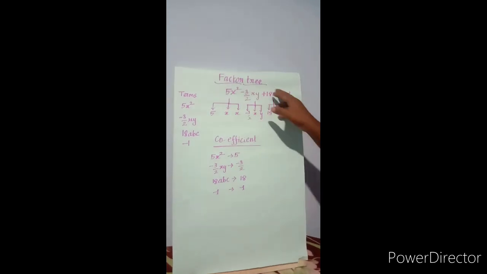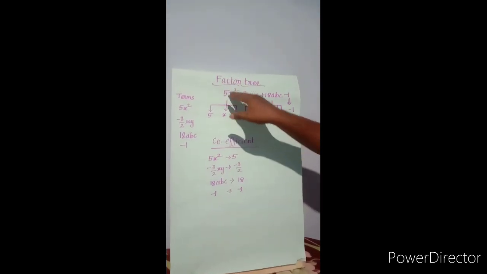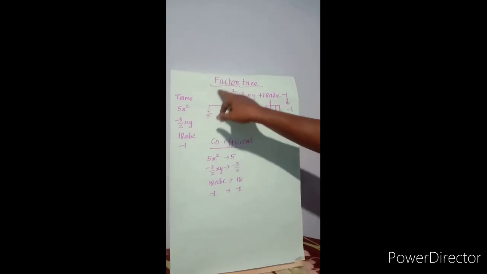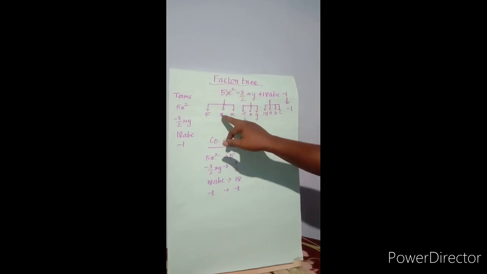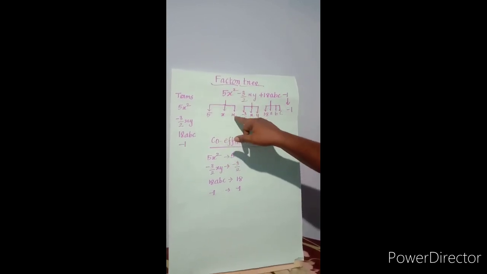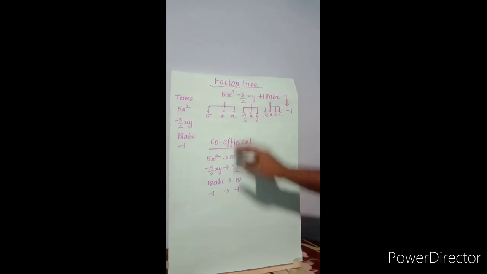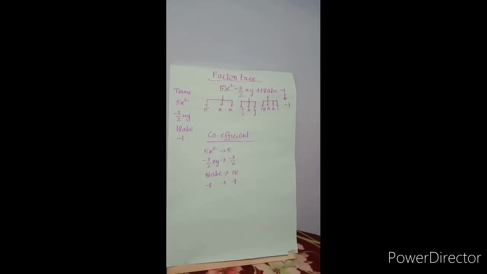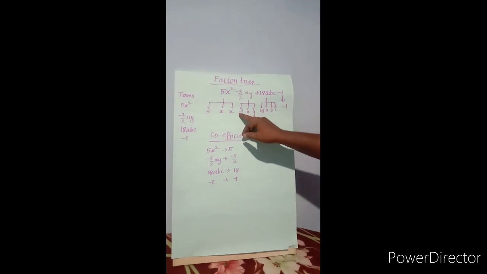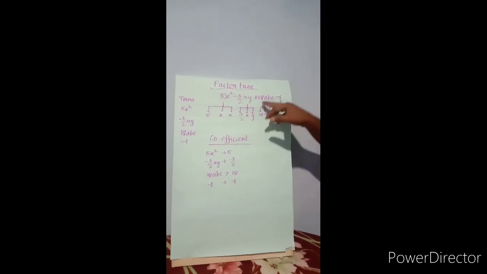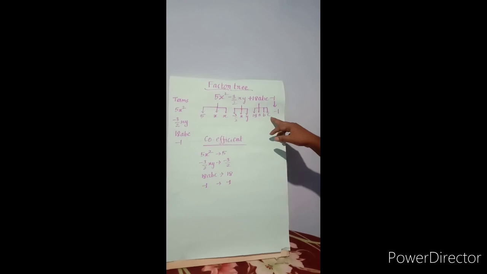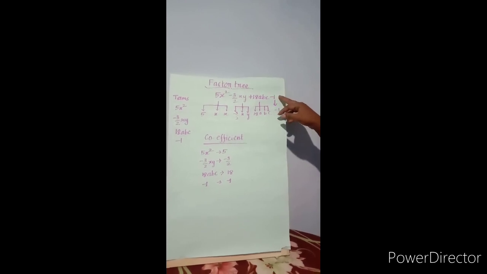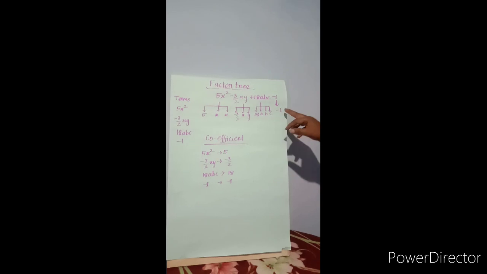Now we have to identify the factors of these terms. First term, what are the factors of this first term? That is 5, and x squared you can split as x into x. Next term, minus 3 by 2 xy, the factors of this term are minus 3 by 2, x and y. Next one, plus 18abc, the factors are 18, a, b, c. Finally minus 1 is there, and the factor of this is the same, minus 1.